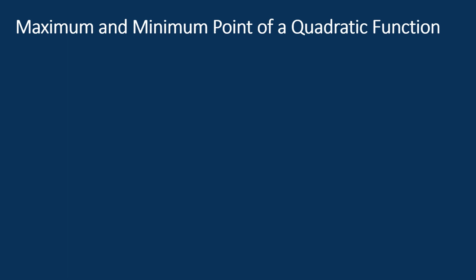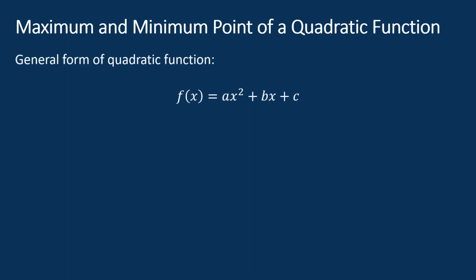A quadratic function in one variable is a function with one variable where the variable's maximum power is 2. This is the general form of a quadratic function. We can see that the highest power of x is 2. The shape of the graph of a quadratic function depends on the positive or negative sign of the coefficient a.